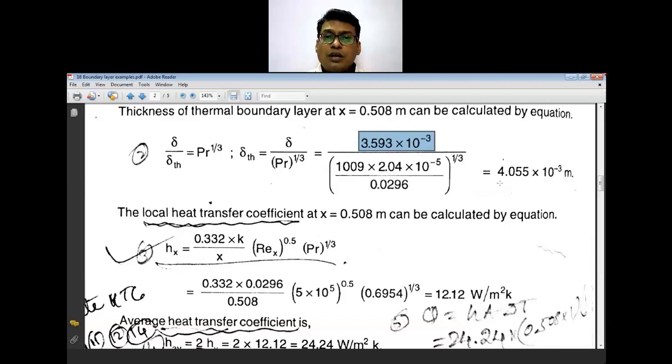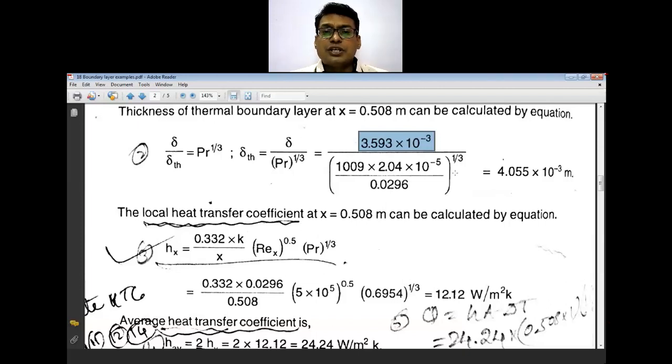Now you know the thickness of the thermal boundary layer, the thickness of the hydrodynamic boundary layer, and the distance x, that is the critical length. This is all our calculation related to the critical Reynolds number of 5 into 10 to the power 5, where the transition from laminar to turbulent flow conditions is taken.